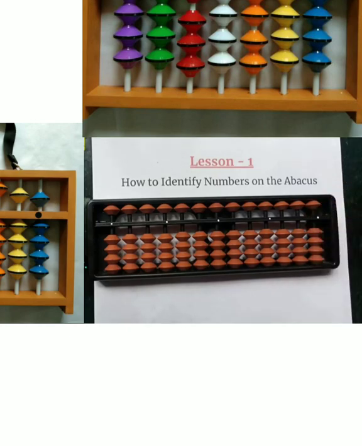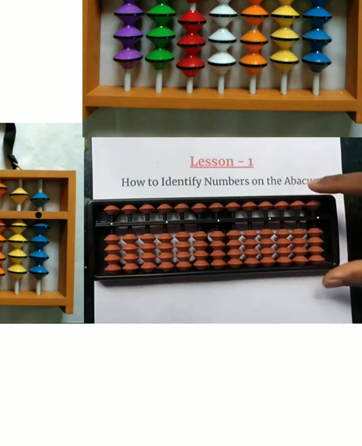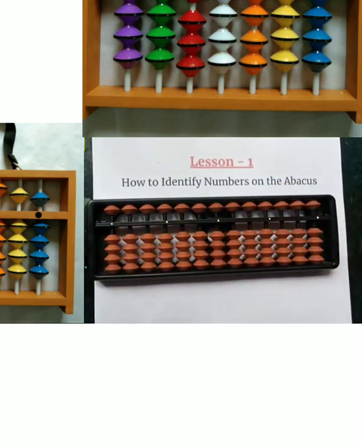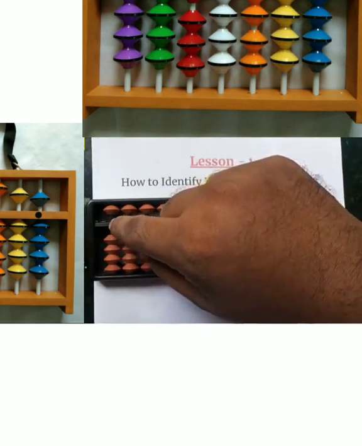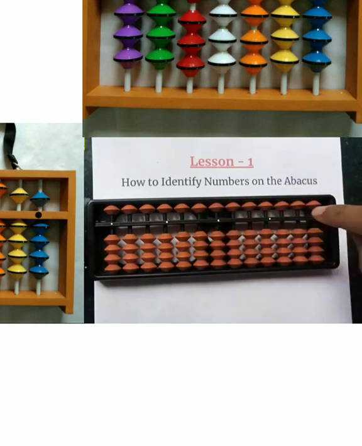Okay. So as you can see in the abacus that I have in front of me here, this is a 13 rod student abacus. There are 13 individual rods on this abacus, as you can see. Then we can see that there are some white dots on this middle bar. There are 5 white dots in this middle bar.